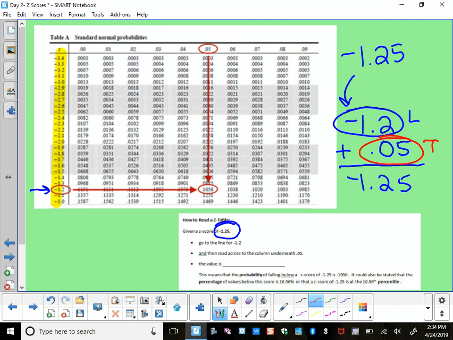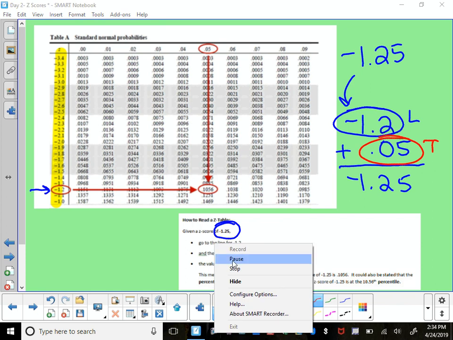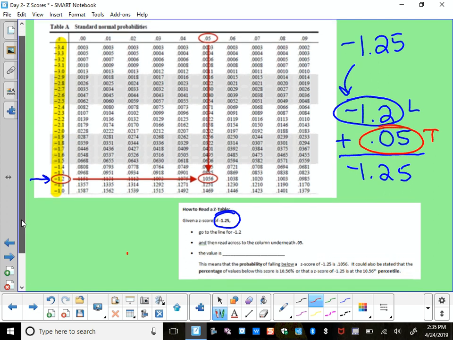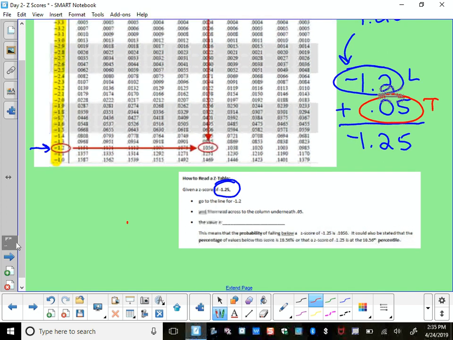I'll walk around for a second. Definitely circle with your pencil, not with your pen, or you're going to end up having a million circles. Alright, so the value is 0.1056. Do you guys see that?